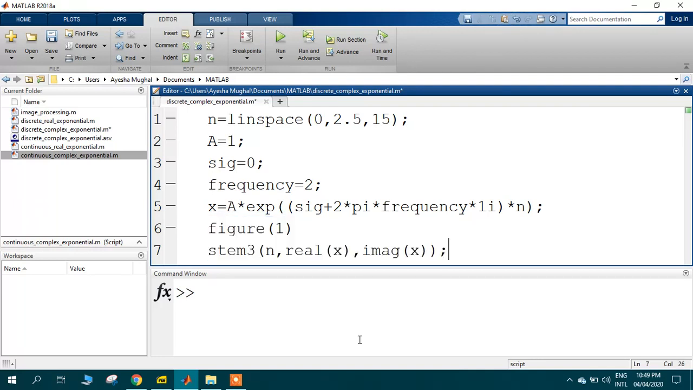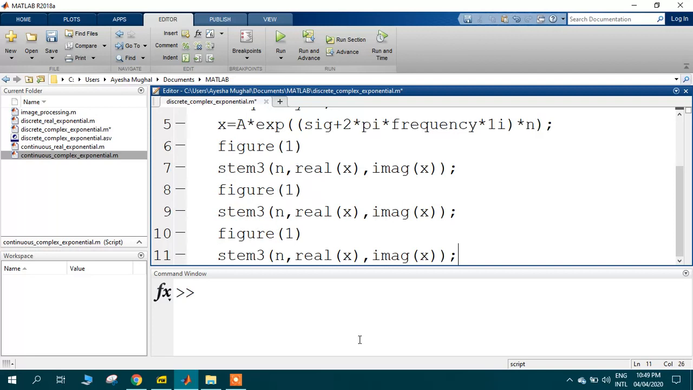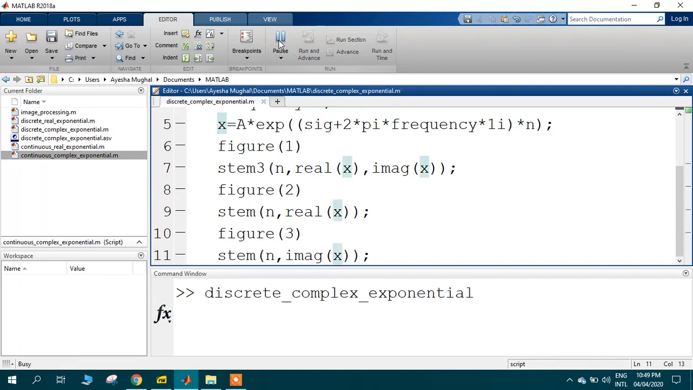Then the second thing I'm going to do is to plot 2D plots, to plot its real and imaginary parts in 2D plots. For this I will use the stem function. In the first one I will pass the values of the independent axis and its real part. In the second one I will pass the values of the independent axis and the imaginary part of this function. Okay, now let's see what happens.